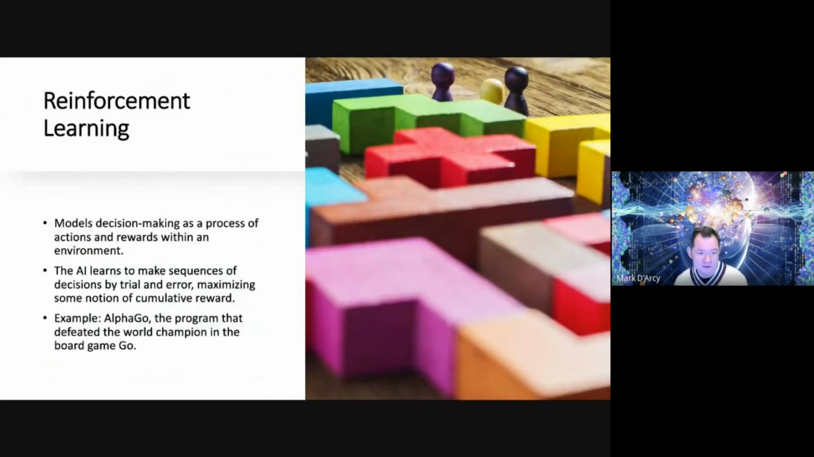Then reinforcement learning. This models decision-making as a process of actions and rewards within an environment. The AI learns to make sequences of decisions by trial and error, maximizing some notion of cumulative reward, such as winning a complete computer game. Example, AlphaGo, the program that defeated the world champion in the board game Go.